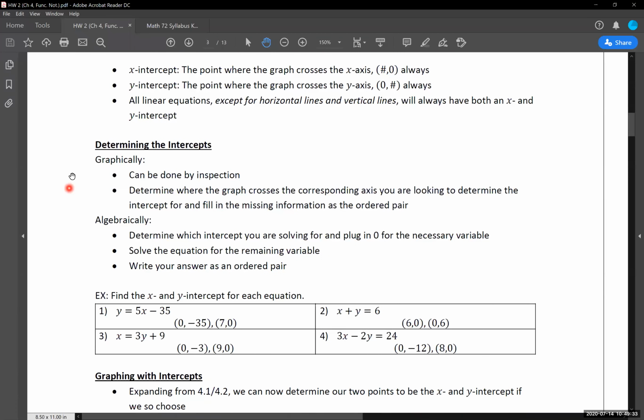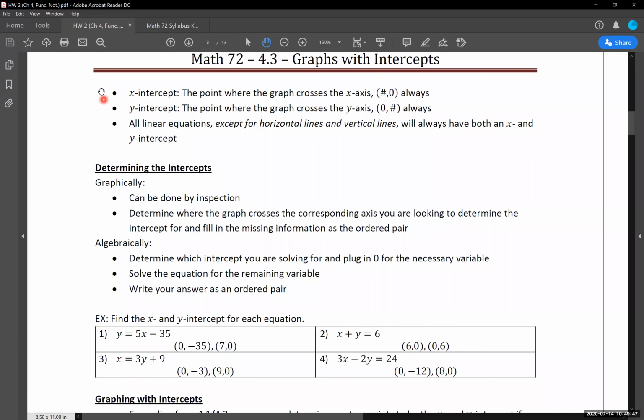So now we'll go through how we can determine these intercepts graphically and then algebraically. We have some examples down here, and I'll show you what these will look like graphically, and then we'll actually solve for them algebraically as well, so we can get a visual of what these intercepts actually look like.